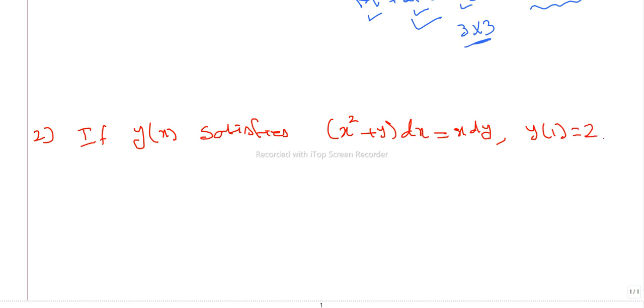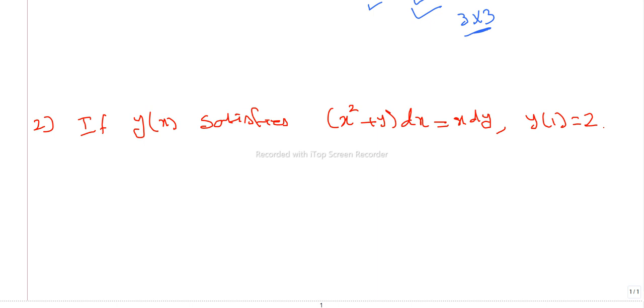So y of x satisfies this initial value problem. Then the question is, what is the value of y of 2? Then y of 2 equals what? So you have to find the solution first.